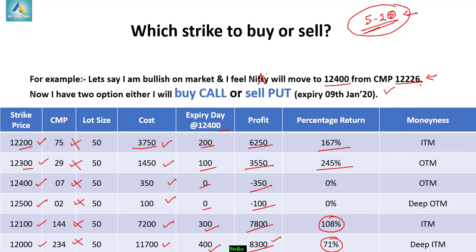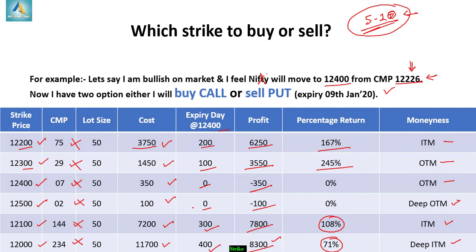So look at the moneyness, why it is happening, because 12,200 is in the money. Why am I saying this is in the money? Because I don't consider 12,250, or a multiple of 50, in Nifty. 12,300 will be out of the money, 12,400 will be out of the money while purchasing these options. When Nifty was 12,226, 12,500 will be deep out of the money, 12,100 in the money, and 12,000 is deep in the money.